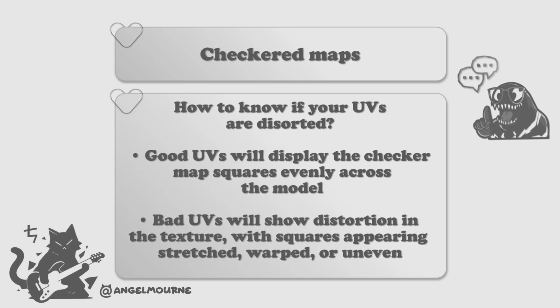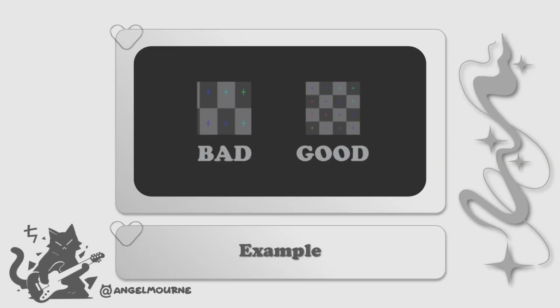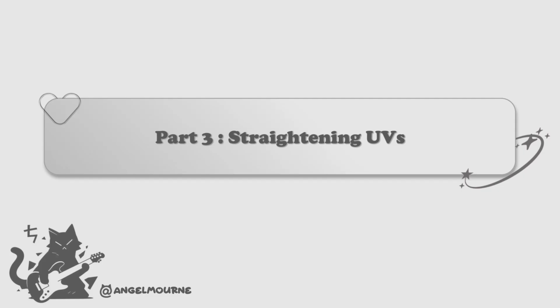Good UVs will display the checker map squares evenly across the model. Bad UVs will show distortion in the texture, with squares appearing stretched, warped, or uneven. Example. Part 3. Straightening UVs.